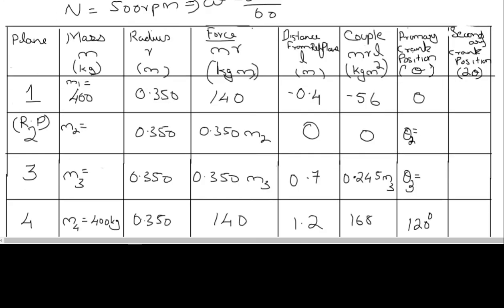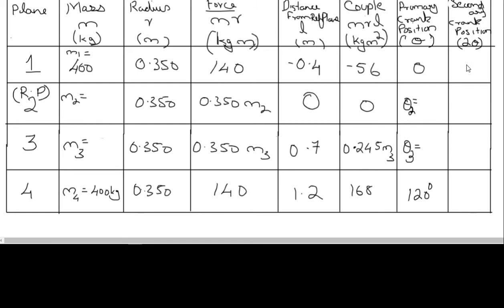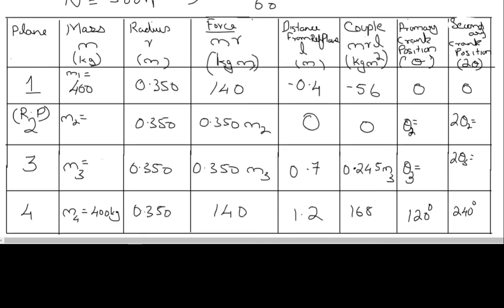And we know the secondary crank will be at a position double the angle of the primary crank. So first one is 0, so that will be 0, 2 theta. This will be 2 theta 2. When we find theta 2, we can multiply by 2 and find out 2 theta 2. Again, after determining theta 3, we can multiply it with 2, and last one will be 240. So this is the table which contains all the data we require.